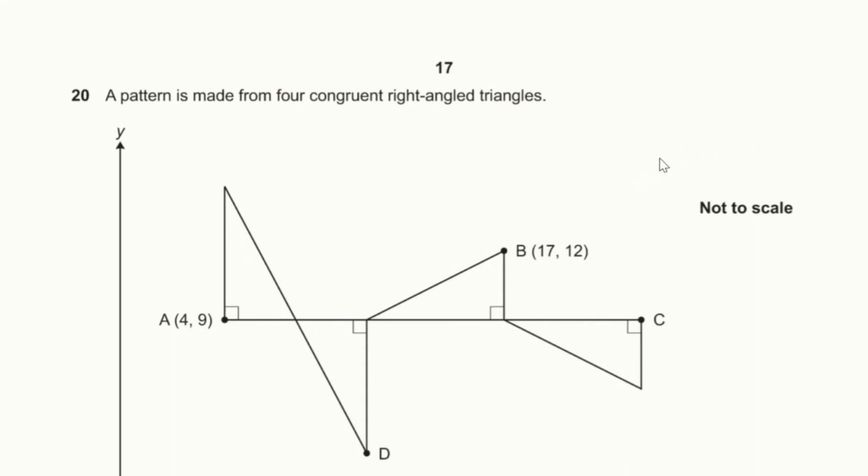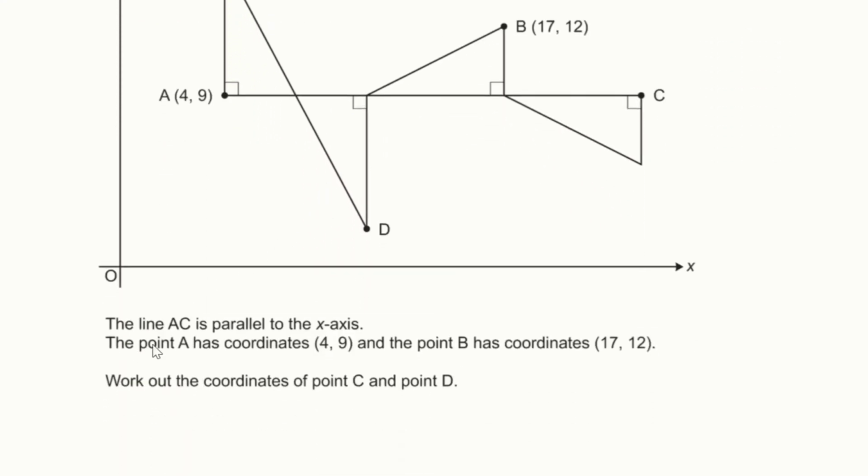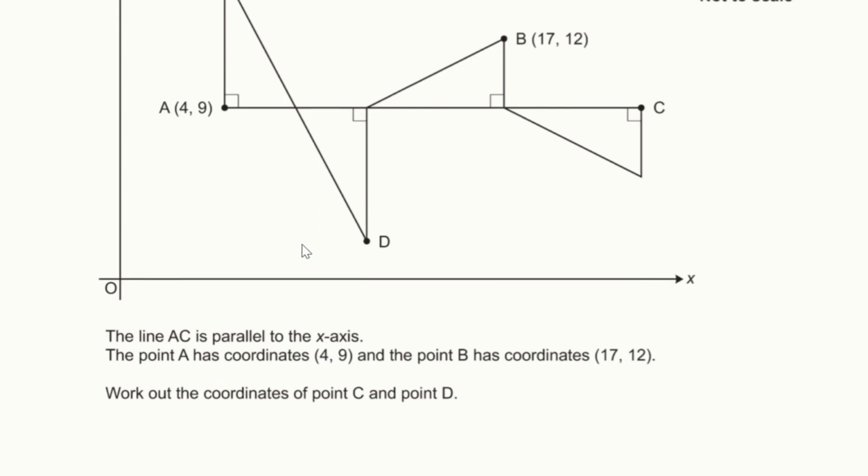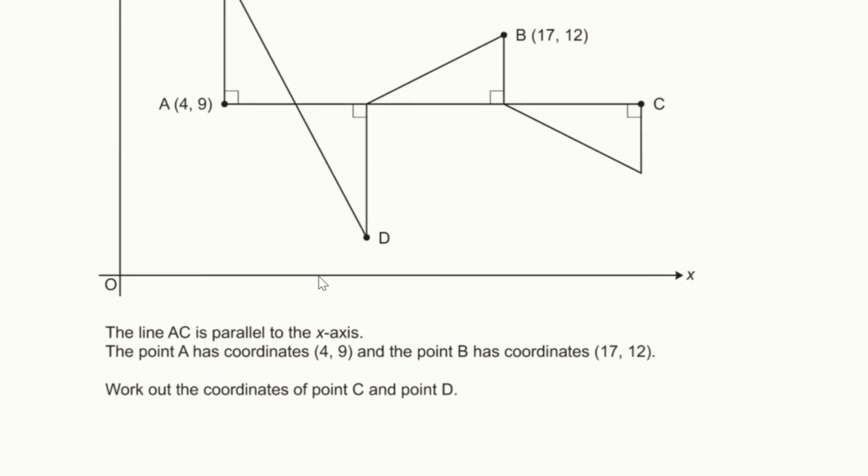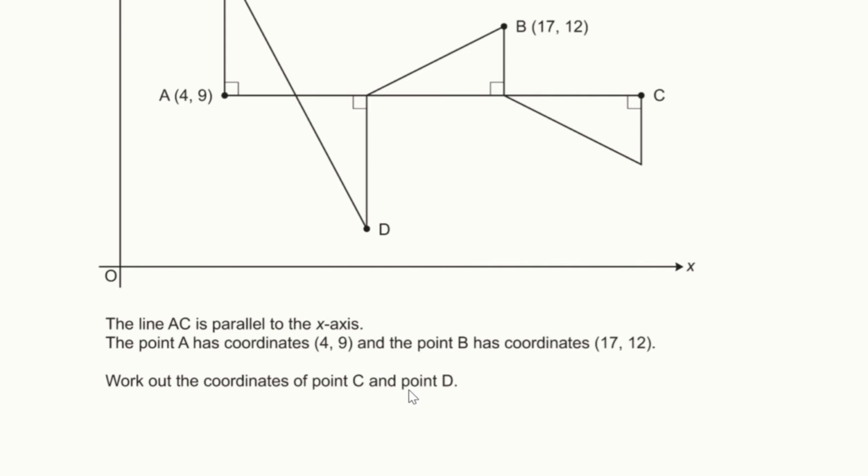Question number 20. A pattern is made from 4 congruent right-angled triangles, which means that they are all the same. The line AC is parallel to the x-axis, and the point A has coordinates 4, 9, and the point B has coordinates 17, 12. That's shown on the diagram. And what we have to do here is find the coordinates of C and D.